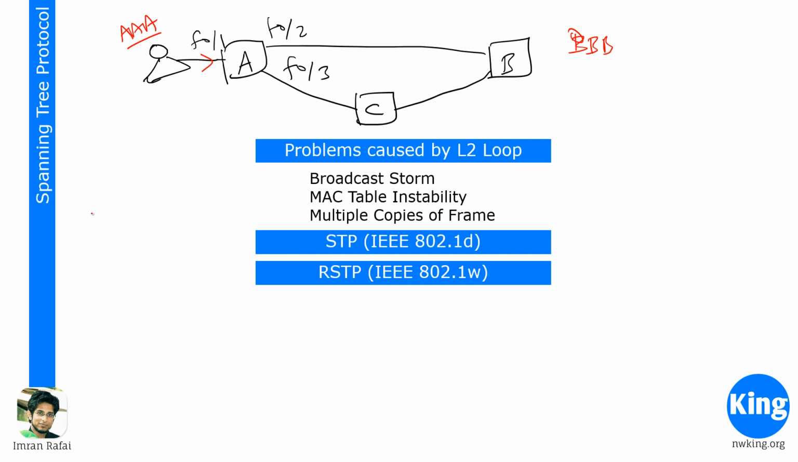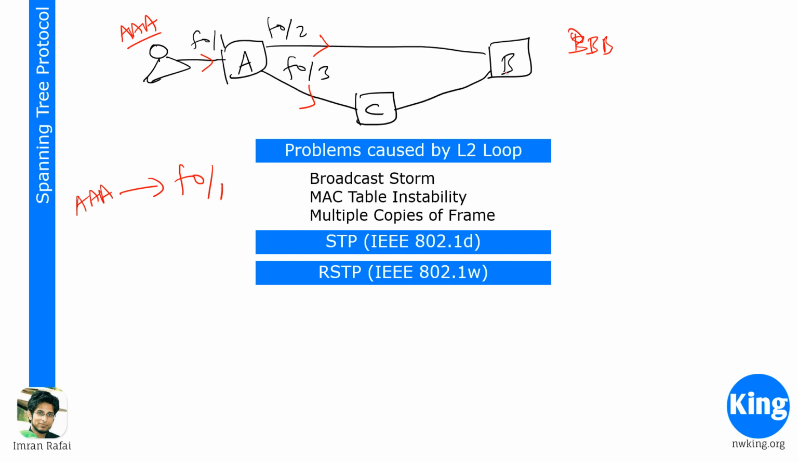Now switch A says, okay, I see that your source MAC address is AAA. That means now AAA is available on F0/1. That is for sure. It doesn't know where BBB is. That is another problem to solve. But it definitely knows where AAA is. So it updates its MAC address table and puts that information there. Now since it doesn't know BBB, it says I'm going to broadcast it. I'm going to flood this onto all my available interfaces. So it sends that message onto both its interfaces, F0/2 and F0/3.